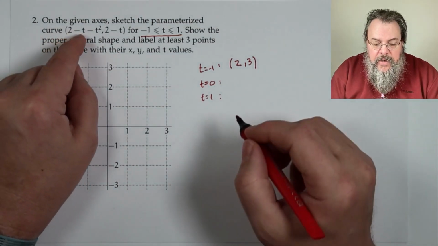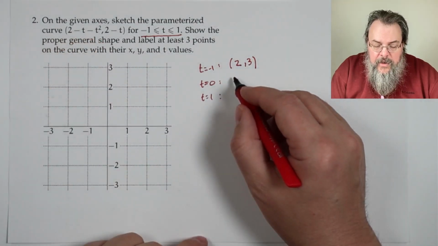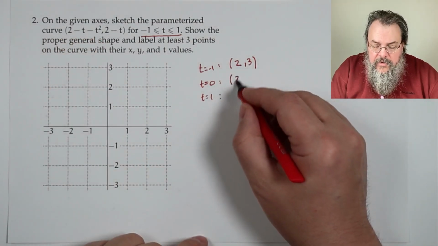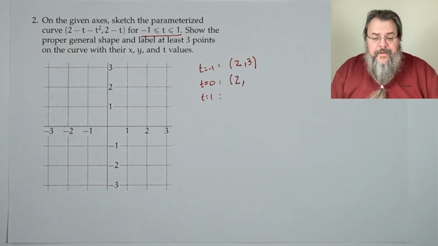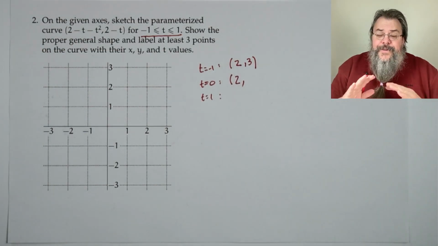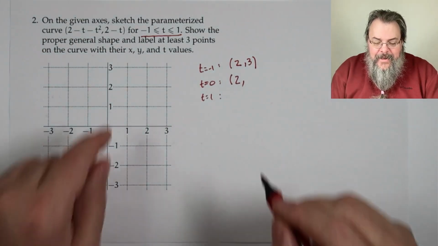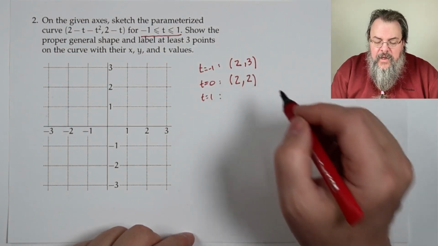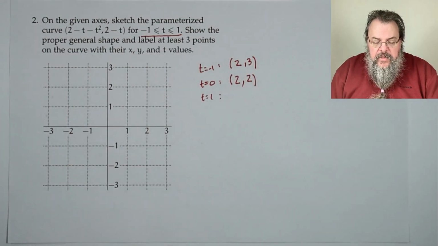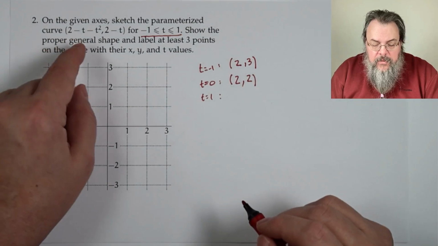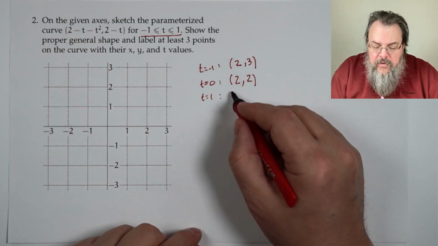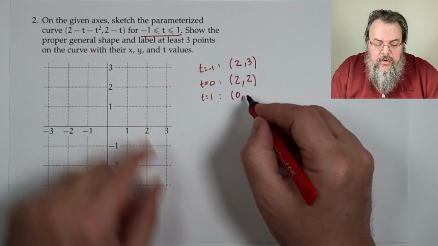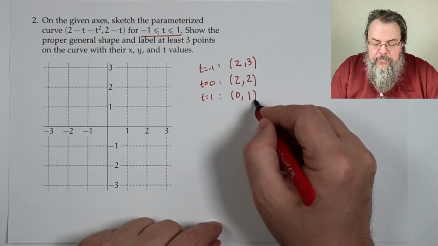All right, 2 minus 0 minus 0. And that's also 2. Okay, yeah, it's okay to have the same x values. Parametric curves, that's totally cool. And y is 2 minus 0, which is 2. And, okay, how about t equals 1? 2 minus 1 minus 1, that's 0. And 2 minus 1 is 1.